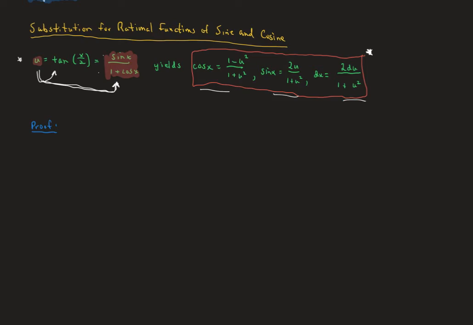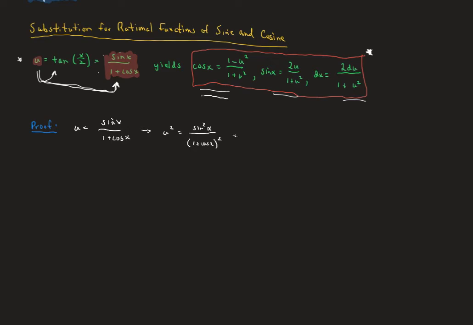So first we're going to try to show that when we say u is equal to sine x over 1 plus cosine x, it follows that cosine x is going to become 1 minus u squared over 1 plus u squared. So starting with where we are, we're going to square both sides of the equal sign. That's going to become u squared on the left, and that's going to become sine squared x over a 1 plus cosine x quantity squared.